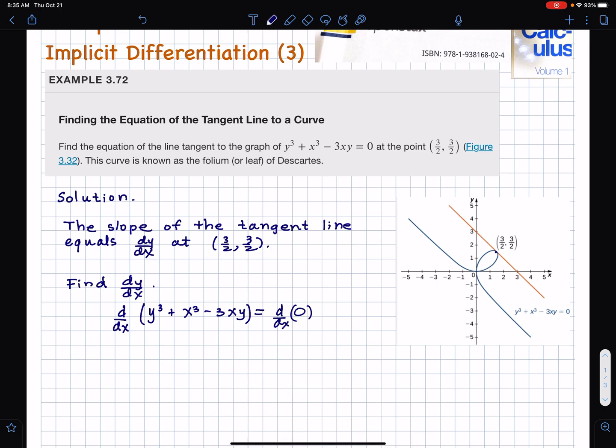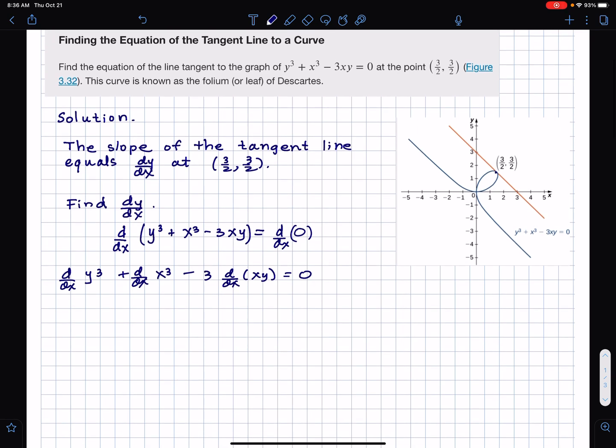Now, I look at each piece here. Actually, I could even expand this. It just takes so long, but I might do that. The derivative of y cubed plus the derivative of x cubed minus 3 times the derivative of xy equals the derivative of 0, which is 0.